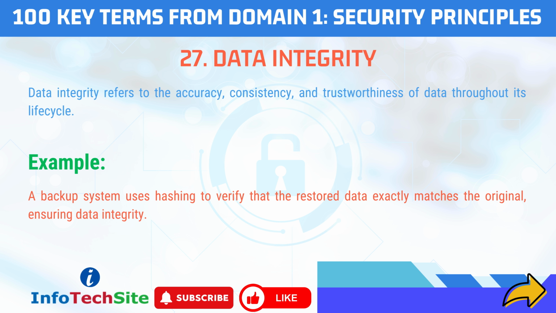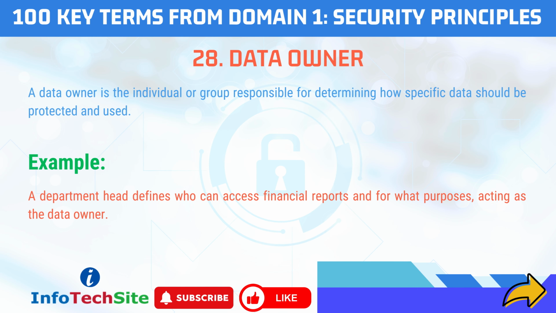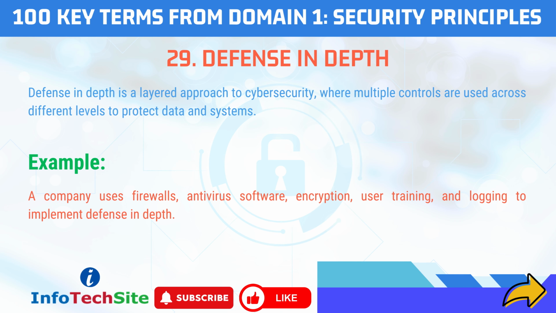27. Data integrity. Data integrity refers to the accuracy, consistency, and trustworthiness of data throughout its lifecycle. For instance, a backup system uses hashing to verify that the restored data exactly matches the original, ensuring data integrity. 28. Data owner. A data owner is the individual or group responsible for determining how specific data should be protected and used. An example includes: a department head defines who can access financial reports and for what purposes, acting as the data owner.